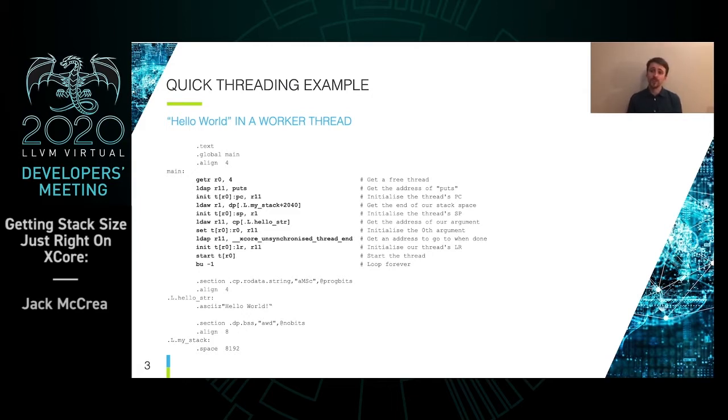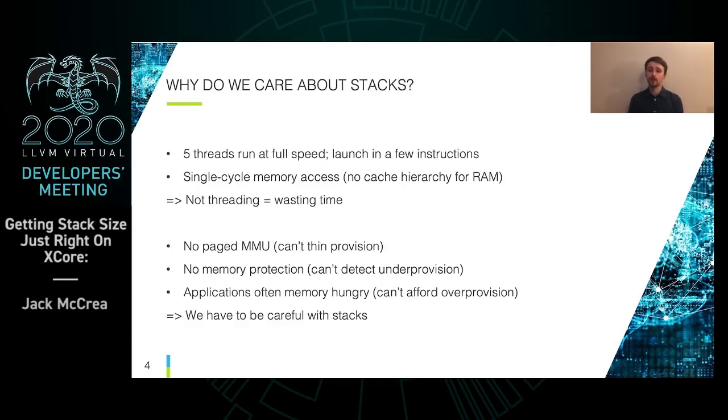I would explain exactly what's going on, but it takes about 10 cycles to dispatch a puts call in another core. We can run code on up to 5 of these cores before we see any resource contention slowing down subsequent threads, and RAM access always takes a single cycle, so put simply, a single thread can only use 20% of the processor, and not threading is just wasting time.